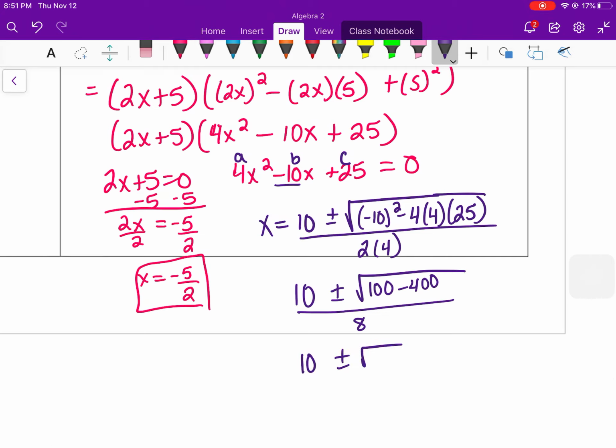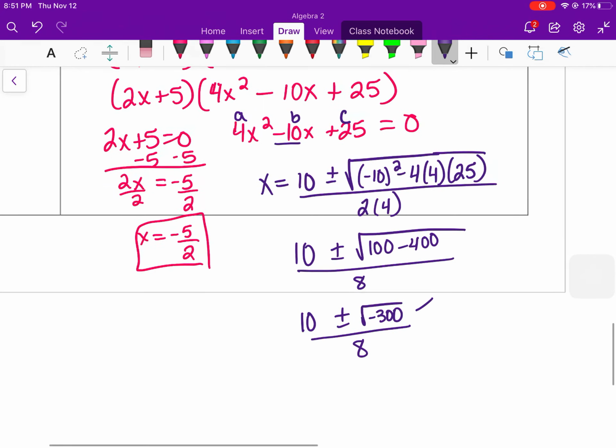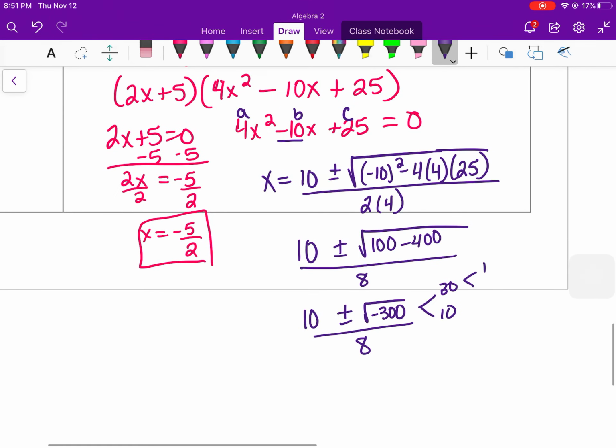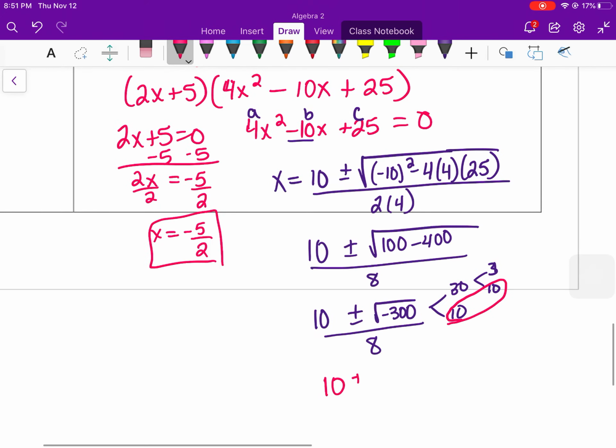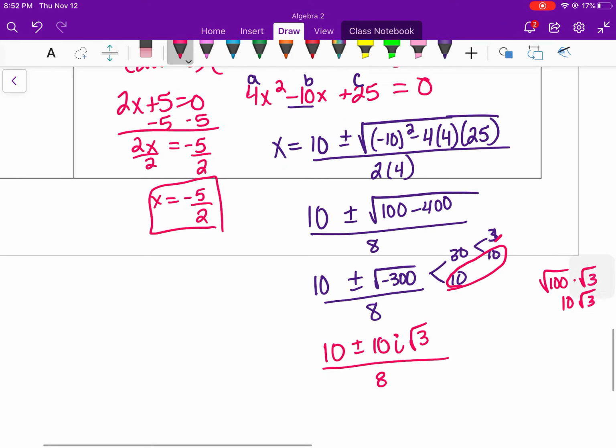So I'm going to have 10 plus or minus the square root of negative 300 over 8. Let's see, 30 times 10. 10 times 3. So I could keep going, but I have a pair of 10s here. So I'm going to take that out, and it was negative. So I'm going to say that's 10i, and then square root of 3 left over. So basically 300 is 100 times 3, and the square root of 100 is 10. All over 8.